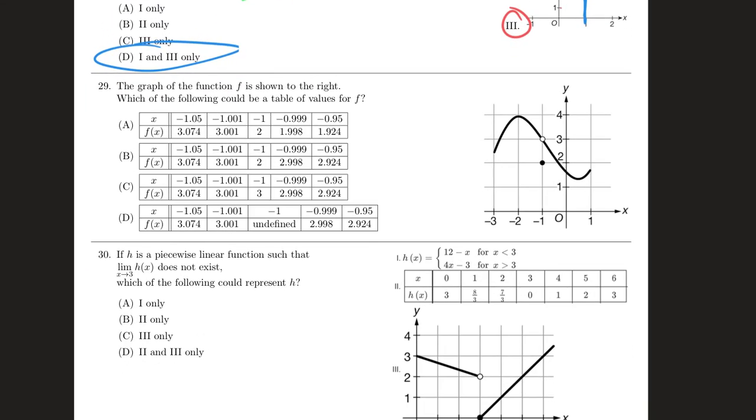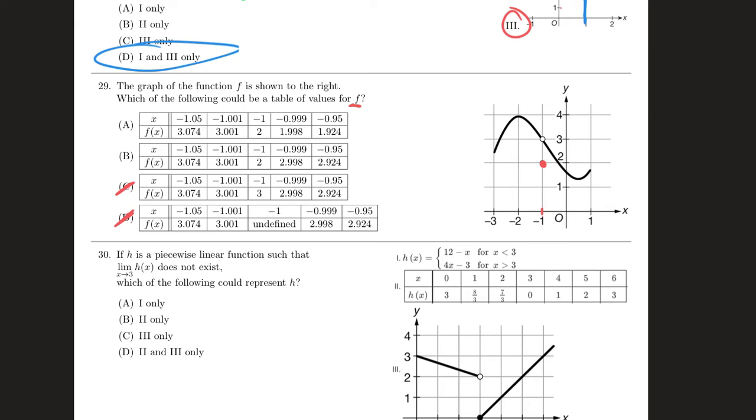Number 29 is basically taking the table from the graph, so exactly at -1. All right, this is where we're looking at the exact values of our function f. Exactly at -1, I'm going to get 2. All right, so C and D are out because I know when I plug in -1, I get that dot there at 2.